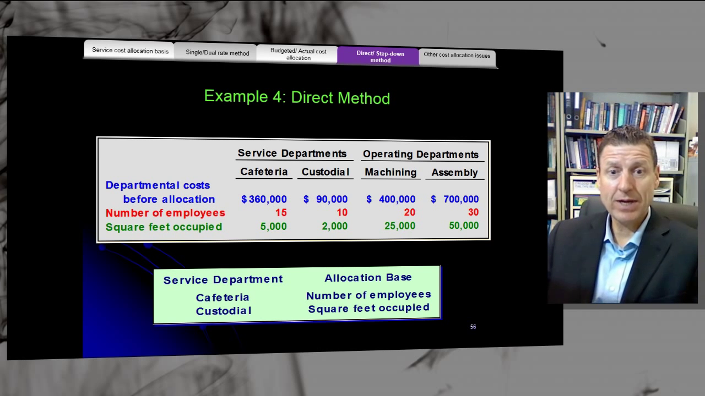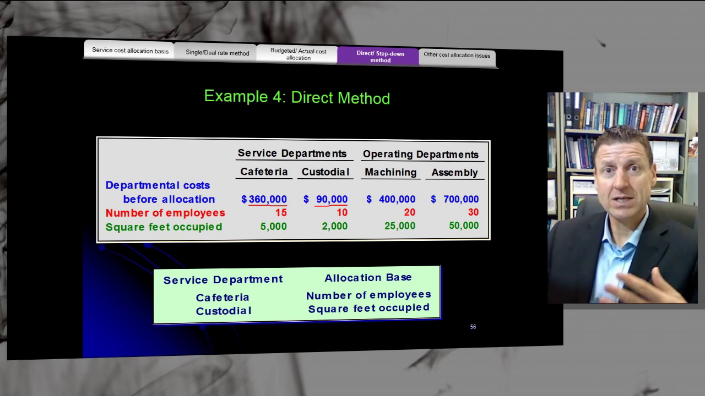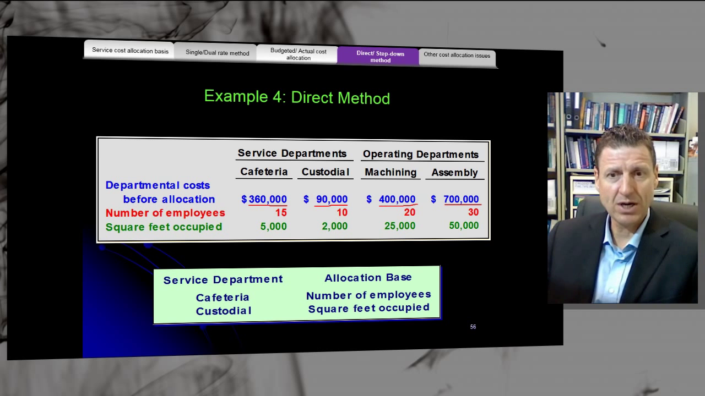But in this case, we have cafeteria and custodial. You are always told the actual costs that are incurred by these service departments. That comes from the accounting system. You've paid wages, you've paid rent, you've paid electricity, they've got their floor space, so you understand what the service department's costs are. That's very easy to get the information. You're also told what the general costs for the machining and assembly departments are before allocation. And generally in these questions you need to find out what the allocation base is, so you can allocate costs from one department to another.